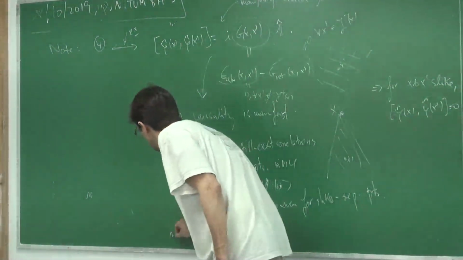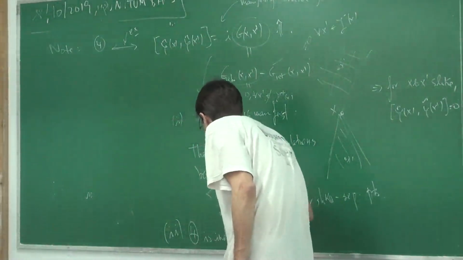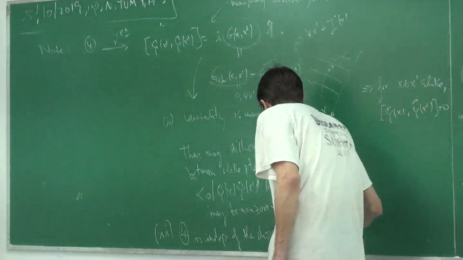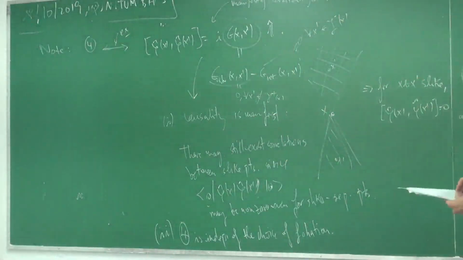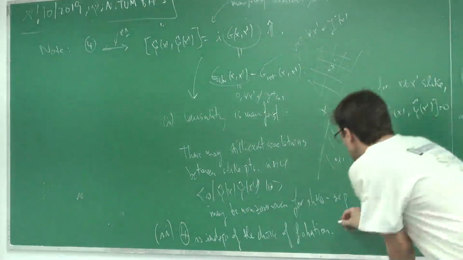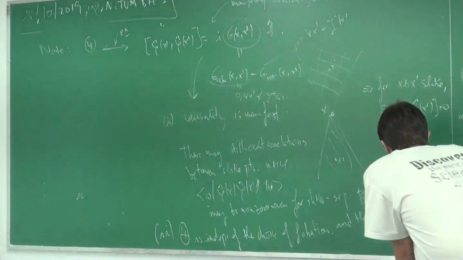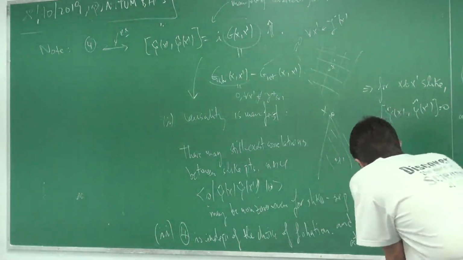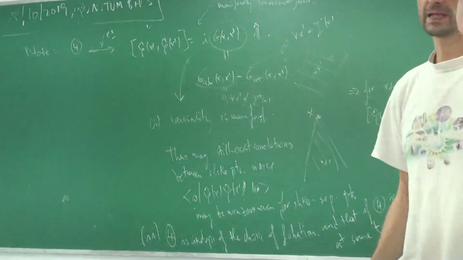This also shows that 4 is independent of the choice of foliation. And that if 4 is satisfied at some time t, then it also is at all times. You only need to impose the commutation relations at one time, and they're going to be satisfied at all times.